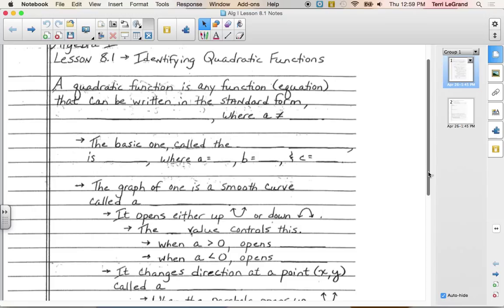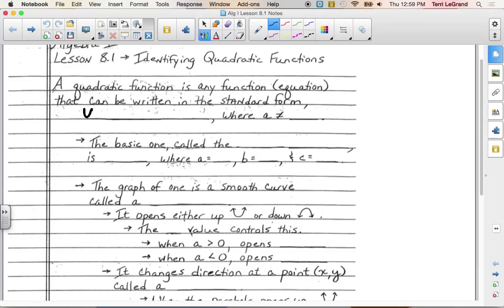That can be written in the standard form, y equals ax squared plus bx plus c. Which should look familiar from last chapter when we were factoring quadratic trinomials and binomials. And now it's just set into an equation set equal to y. And then a cannot equal 0. Anybody know why a maybe could not equal 0?